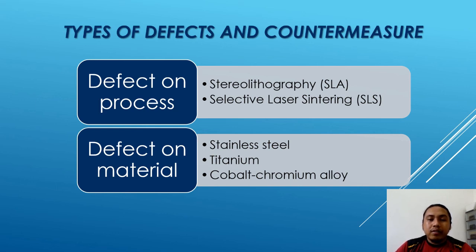The reason why we discuss these two processes is because they are commonly used in medical, so we want to show their defects and countermeasures. Basically, SLA is a type of 3D printing technology that uses polymers or resin to build parts layer by layer. The resin used is in liquid form, so the newly made parts are sticky, dirty, and need to be treated.